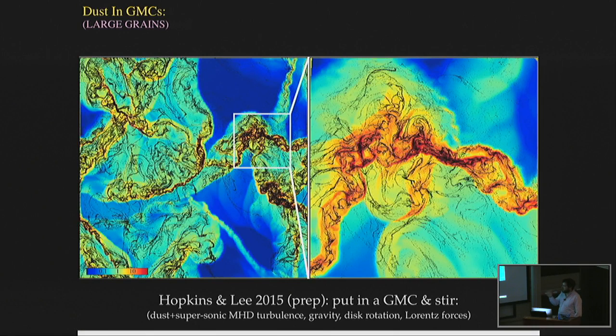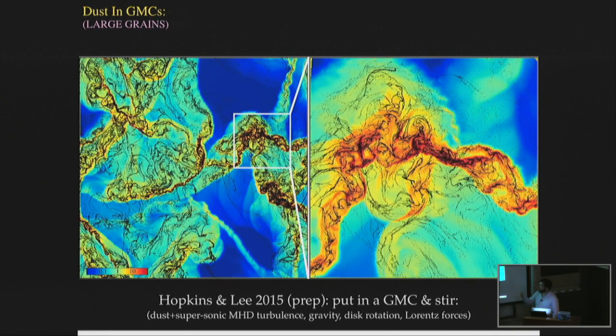So dust, obeying the aerodynamic equations and Lorentz forces with supersonic MHD turbulence of the sort we think would be in GMCs, with gravity and disk rotation, etc. And this is what you get. I just want to show how remarkably different, if you zoom in, the dust and the gas can be. So the dust can form these razor-thin filamentary structures that are much thinner than the gas filaments that we're familiar with from looking at molecular clouds, because the dust doesn't feel pressure directly.